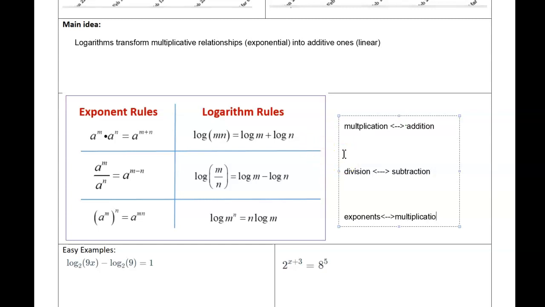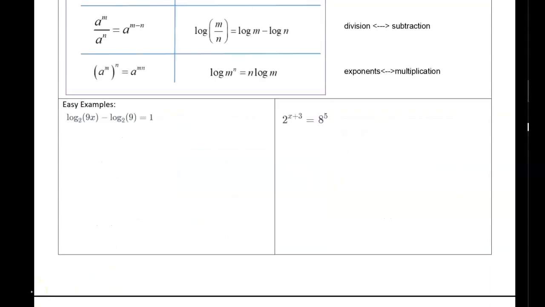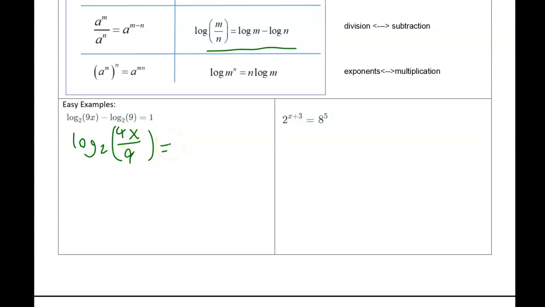So let's look at how these rules work very basically. The way we're going to practice them and build up our intuition is just solving equations here. So the way we use these rules is to rewrite our equations in ways that make them easier to solve. So for example, here I have two logs being subtracted, and by this rule here, that means I can rewrite that as one log with the insides being divided. So that's going to look like this, log base 2 of 9x over 9 on the inside. And then I didn't change the equation, right? So it's still equal to 1. So I've used this rule now to rewrite my equations.